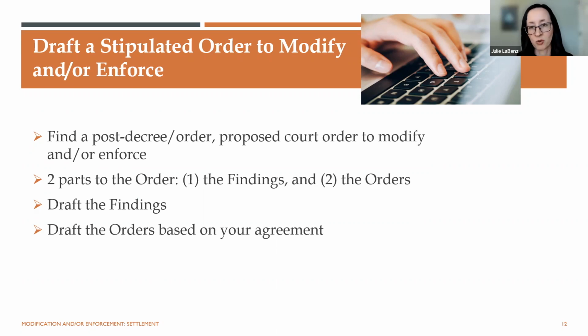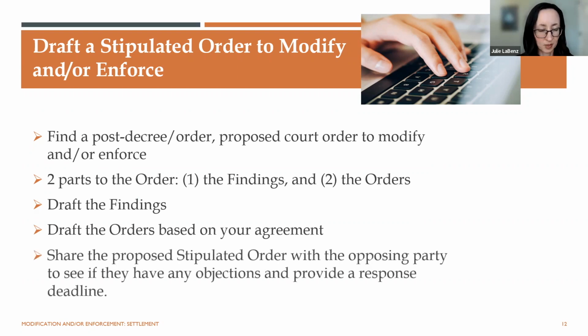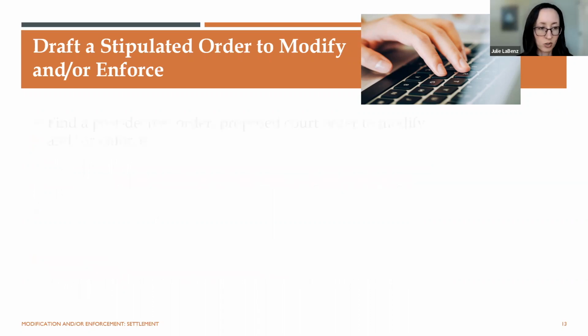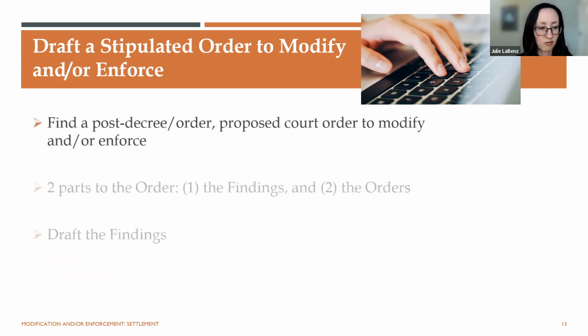And then the orders are going to be making those terms of your agreement into an order, changing your underlying order or enforcing it. Once you draft this proposed stipulated order, share it with the opposing party to see if they have any objections and provide a response deadline. This is where you can work together to create the final draft of the proposed order. And then once you're ready, you can file that with the court.